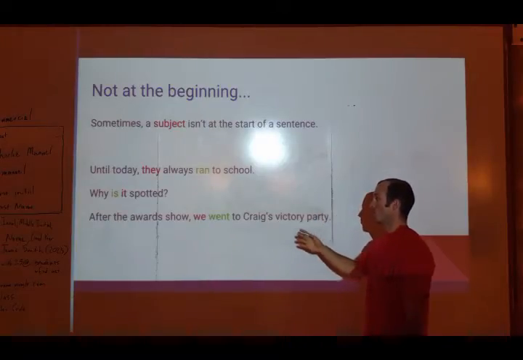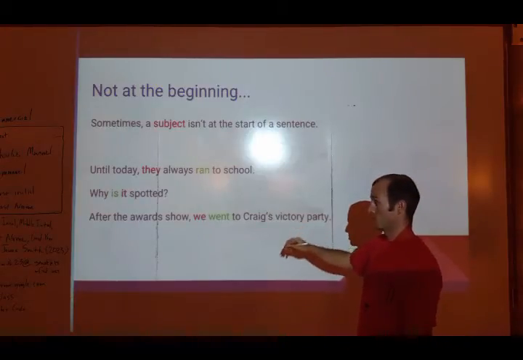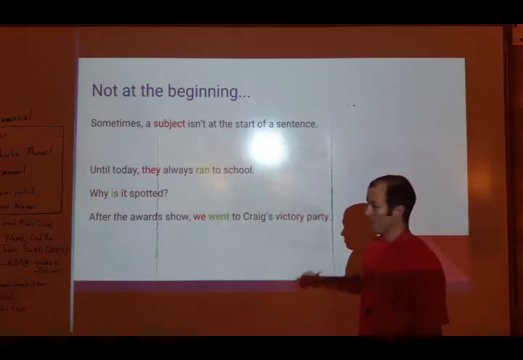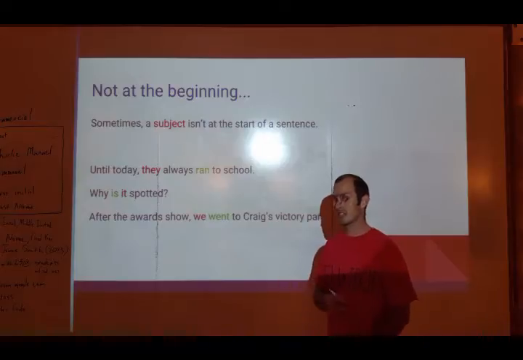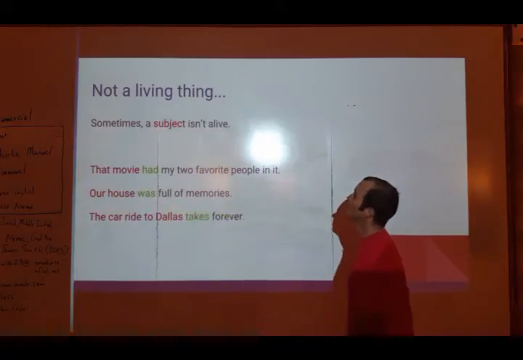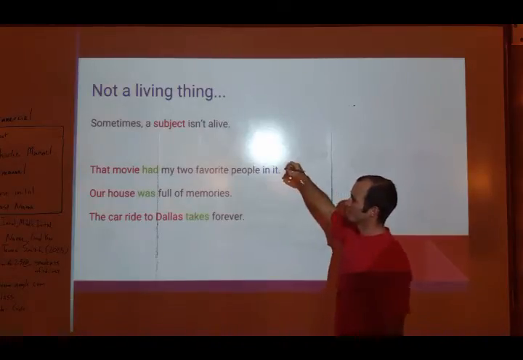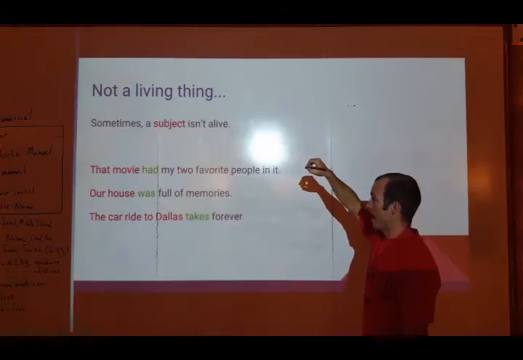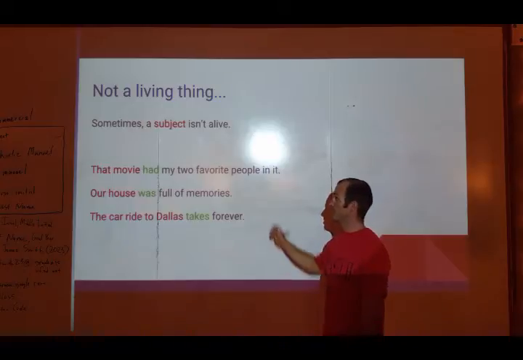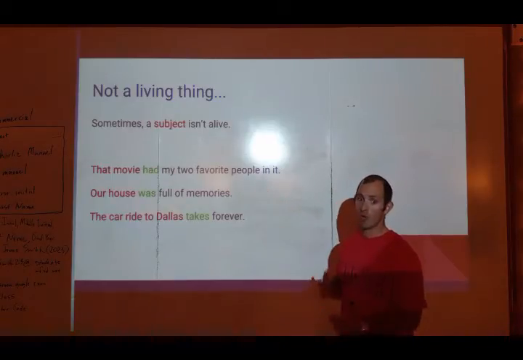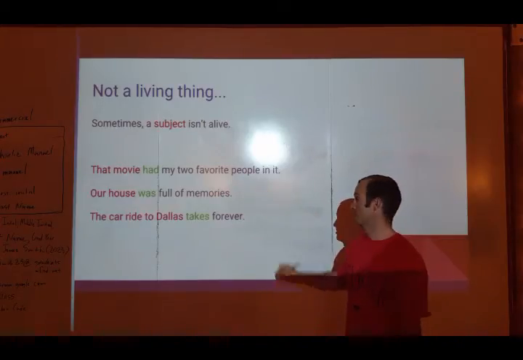After the awards show, we went to Craig's victory party. It is not at the beginning. It is towards the middle. What is the verb? The verb is went. What is doing the action? We. We is the complete subject. Sometimes a subject isn't a living thing. In this case, that movie had my two favorite people in it. What is the action verb? Had. What had? That movie is the complete subject.